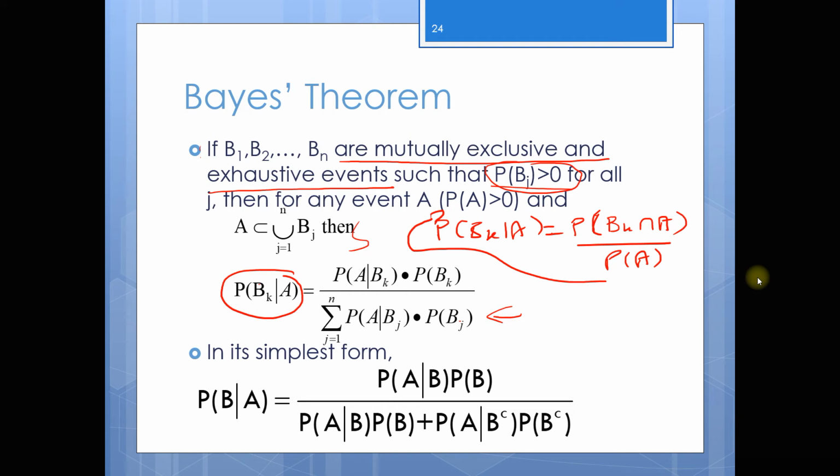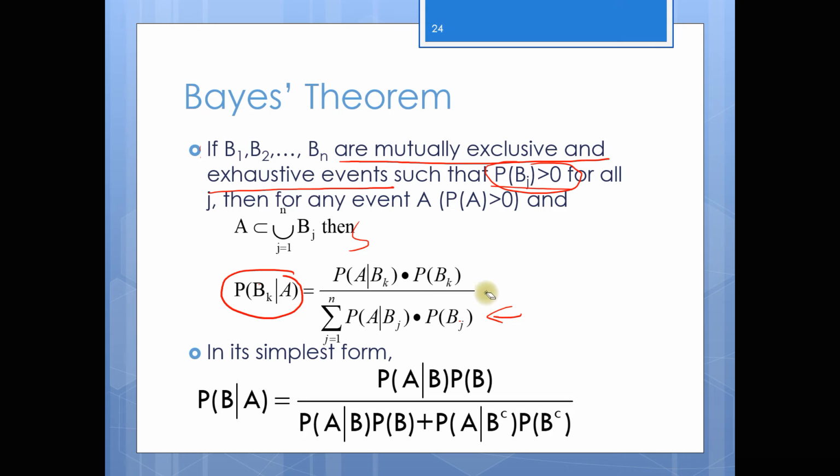So I just wanted to show you why it says the probability of A is greater than 0, because if this is equal to 0, the whole thing doesn't make any sense. Now let's see how this applies to our example. There is still a part that I need to explain, and I will explain that in a moment.